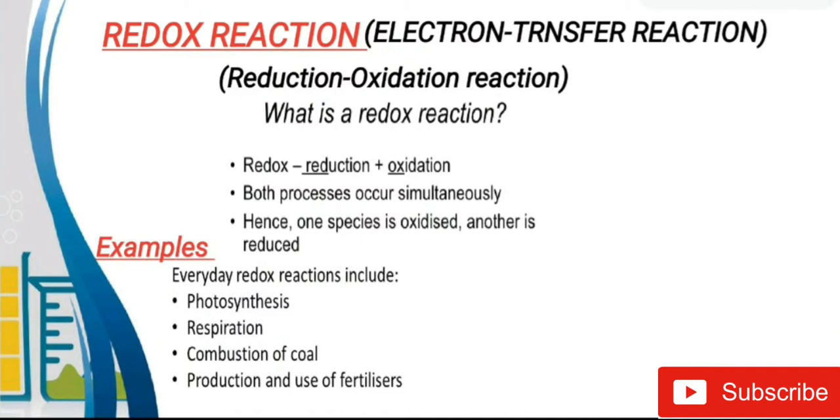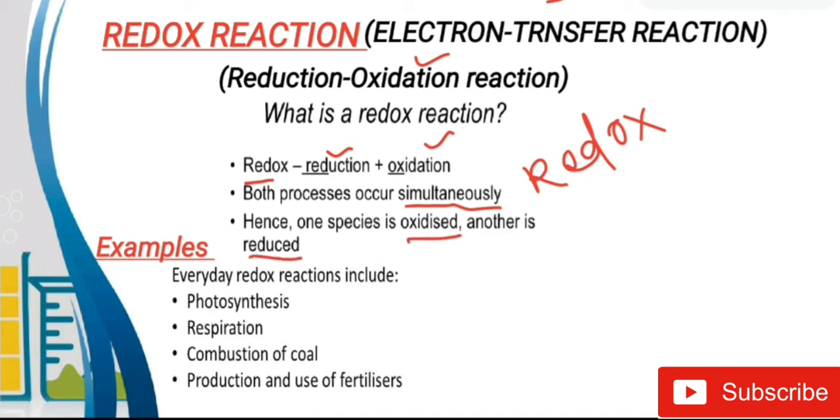Redox reaction is commonly known as electron transfer reaction and reduction oxidation reaction. Redox means reduction and oxidation. The red part is coming from reduction and the ox part is coming from oxidation. When both the processes of reduction and oxidation take place simultaneously, the reaction is known as redox reaction. In this type of reaction, one species is oxidized and another species is reduced.